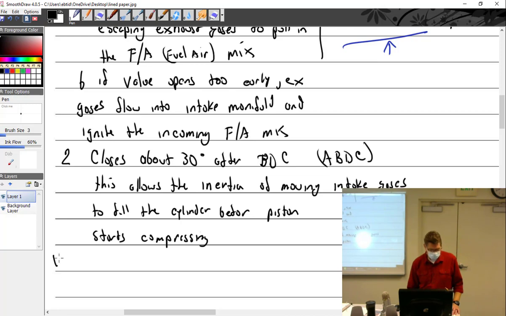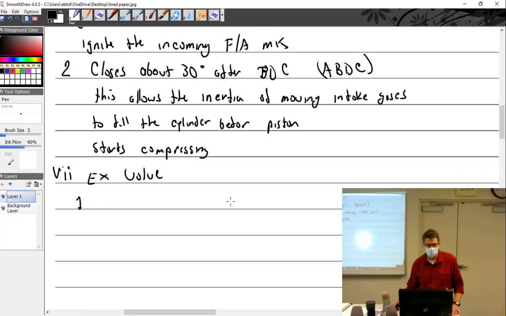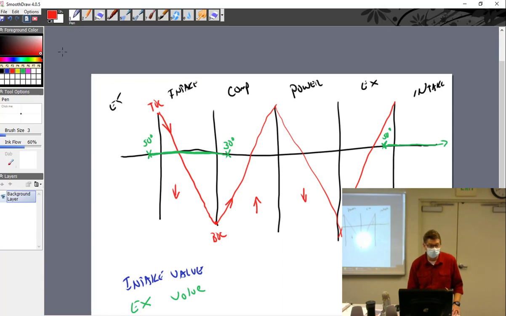All right, let's talk about the exhaust valve. What is it doing? Well, the exhaust valve opens about 30 degrees before bottom dead center. Okay, 30 degrees before bottom dead center. So 30 degrees before bottom dead center.